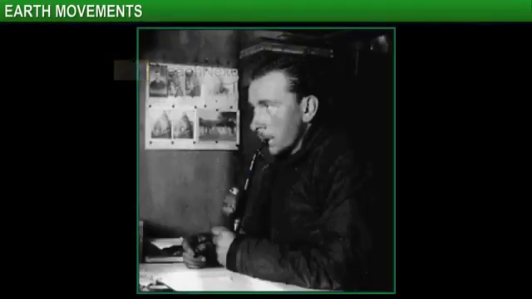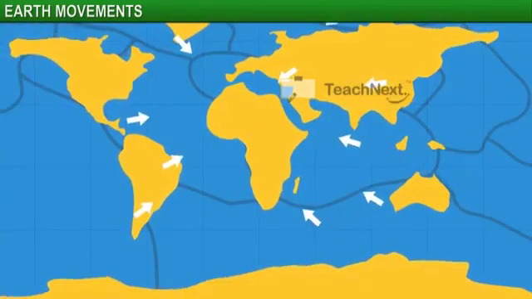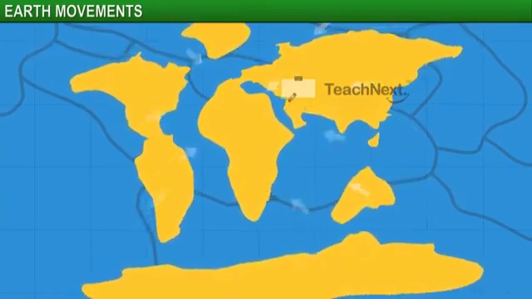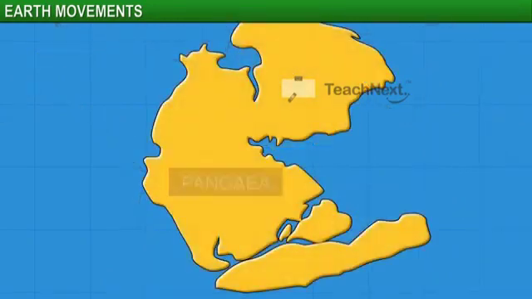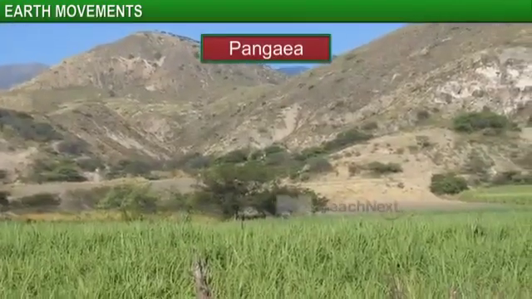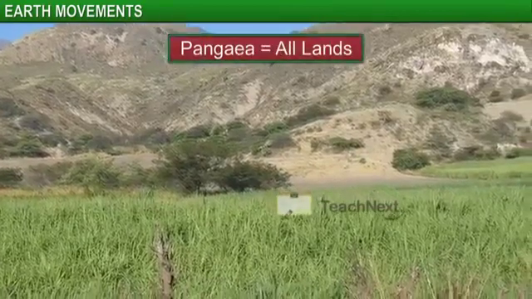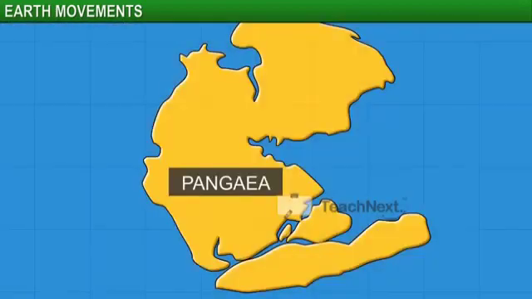The most popularly accepted theory on this came in 1915 from Alfred Wegener, a German meteorologist. He proved that millions of years ago, all the continents were joined in a supercontinent, which he called Pangaea. Pangaea is a Greek word that means all lands. So, what happened to Pangaea?